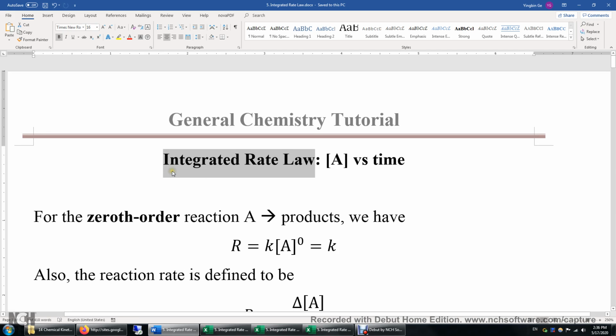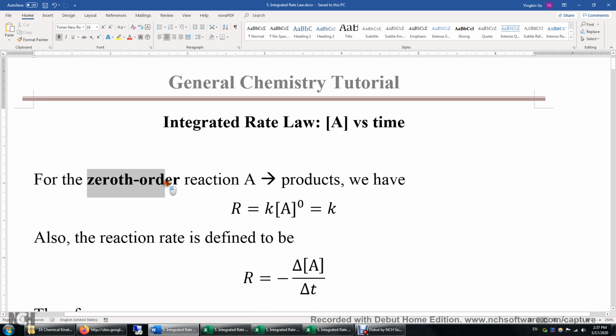In this video, I'll talk about the integrated rate law. This integrated rate law tells us how the concentration of the reactant changes with time. So I'll talk about the zeroth order, first order, and second order reactions. First, the zeroth order reaction.